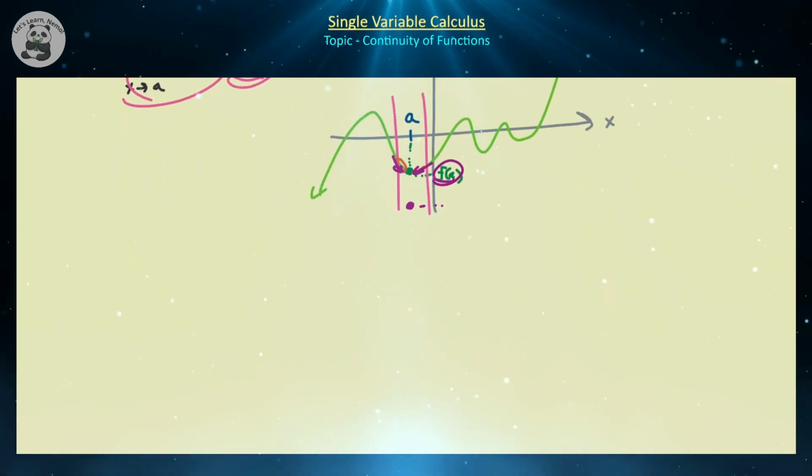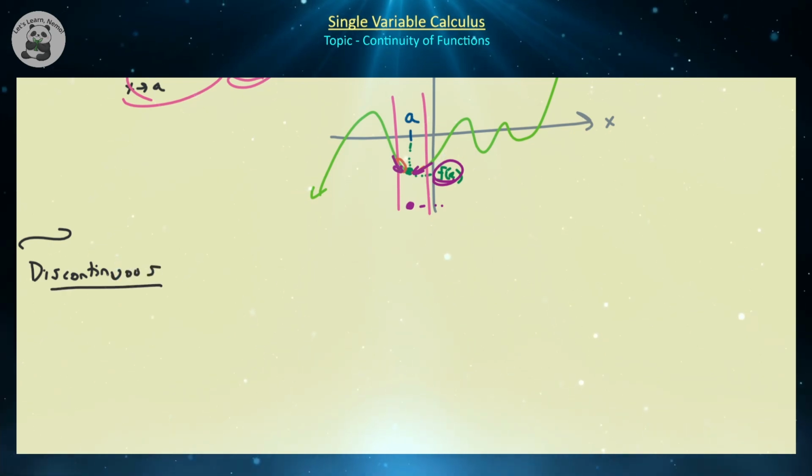All right, with that being said, now we can give a couple of examples of what it means to not be continuous. If f is not continuous, then we say that the function is discontinuous. And these are sometimes called points of discontinuity.